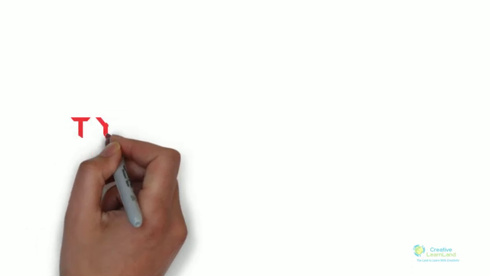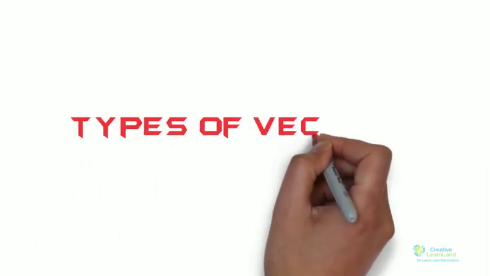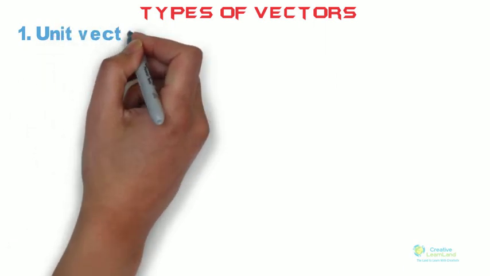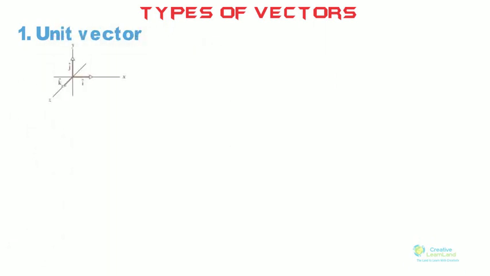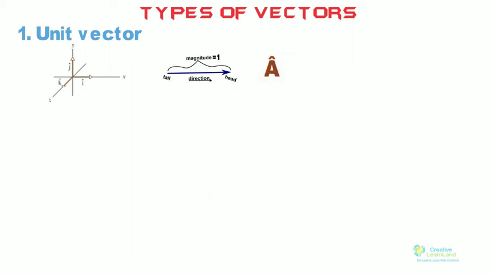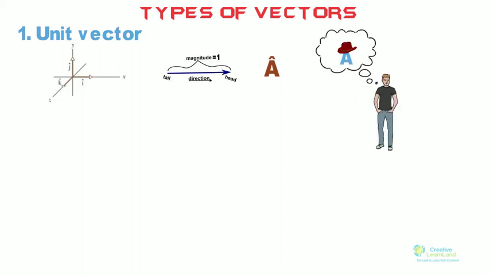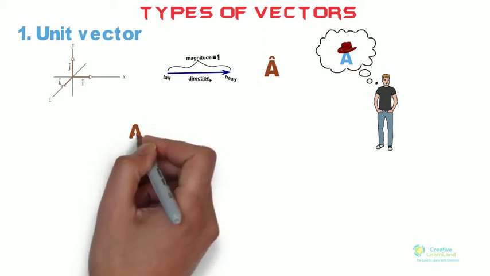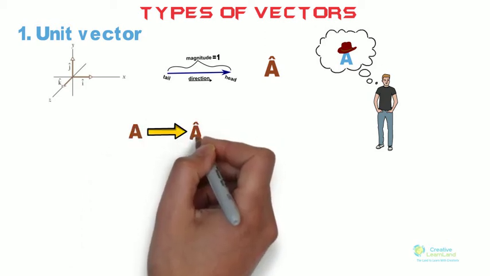Now let's learn some of the most important types of vectors. Number 1. Unit vector. A unit vector is the vector that is used to represent the direction of any vector. A unit vector has magnitude 1 in the given direction. Unit vectors are represented by a hat sign above the vector, which is read as a hat. Yeah, you are right, a hat sign, but not this one. Let's say there is a vector A, then its unit vector will be A hat.